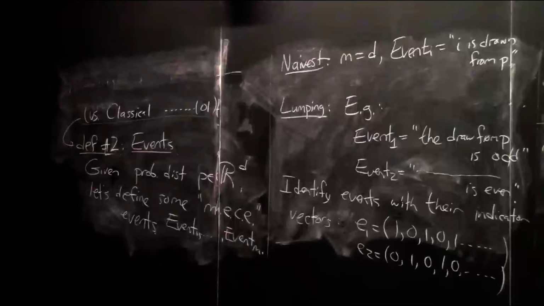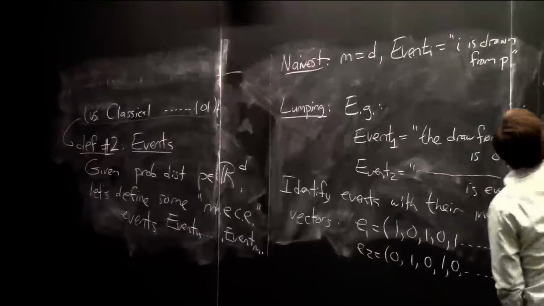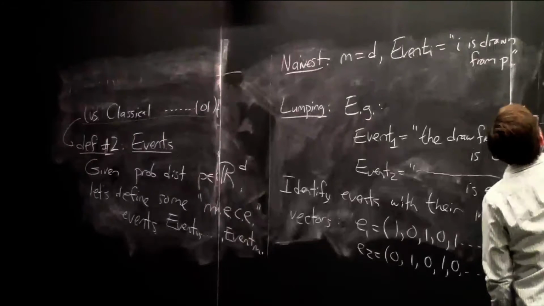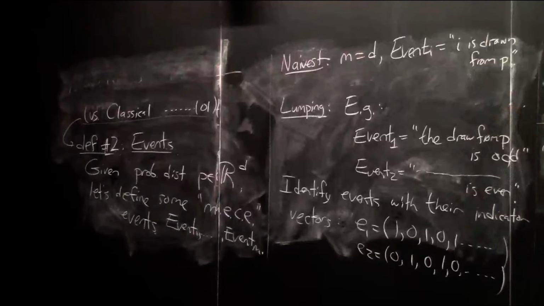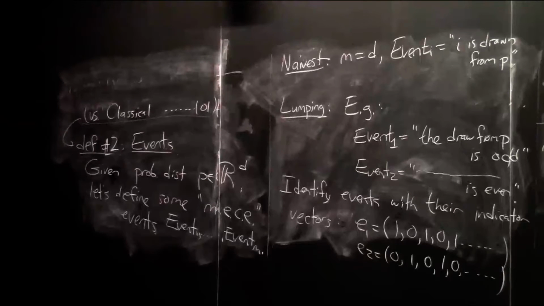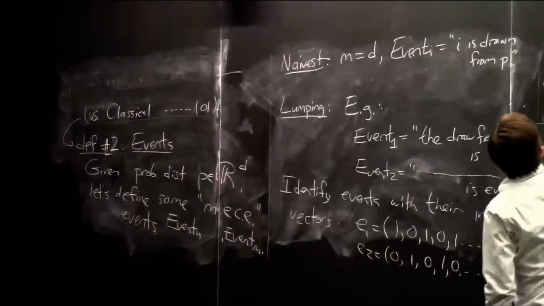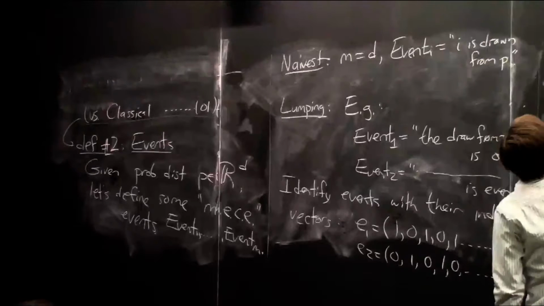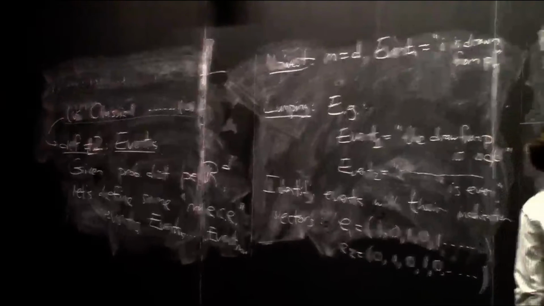And I want you to notice a couple things. One is, what's the probability of event 1 happening, that the draw is odd? Well, of course, it's just P1 plus P3 plus P5 dot dot dot. But notice that's, again, the inner product of P with E1. The inner product of the vector of probabilities with this thing picks out the outcomes that correspond to the event. And of course, similarly, the probability of event 2 is the inner product of P and E2.